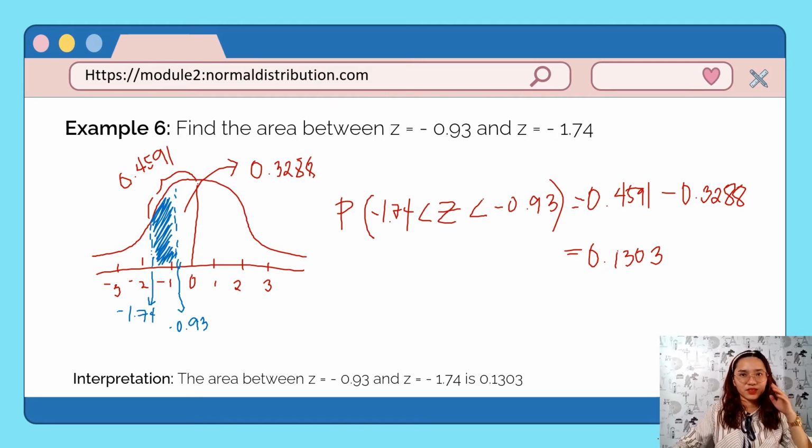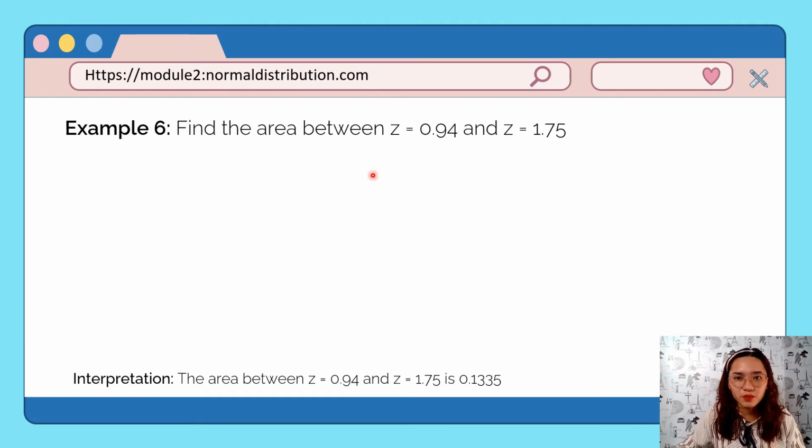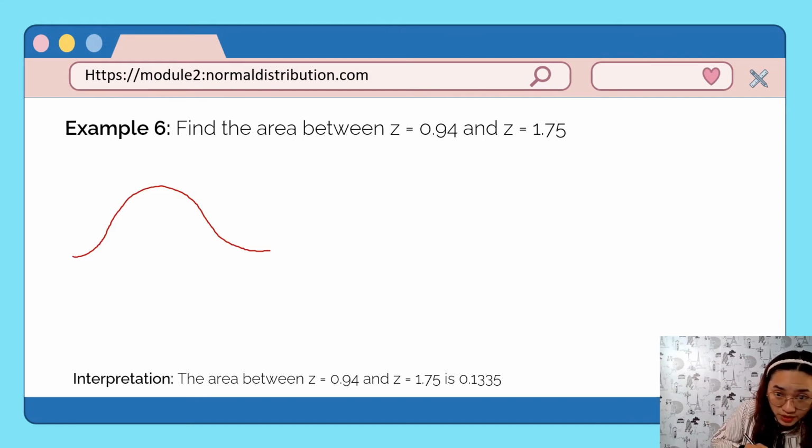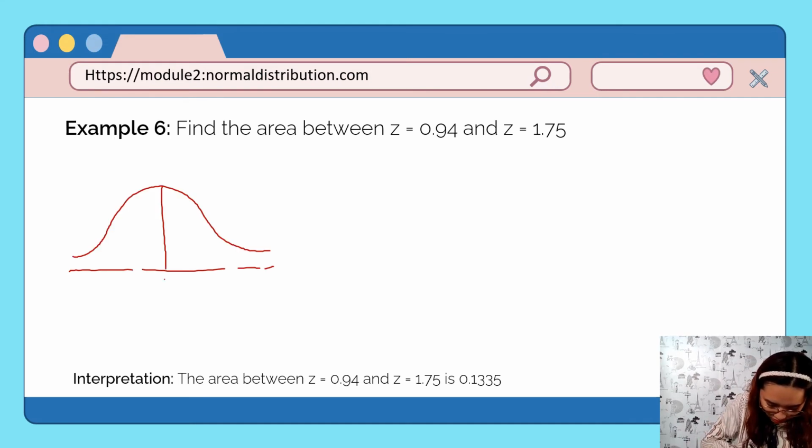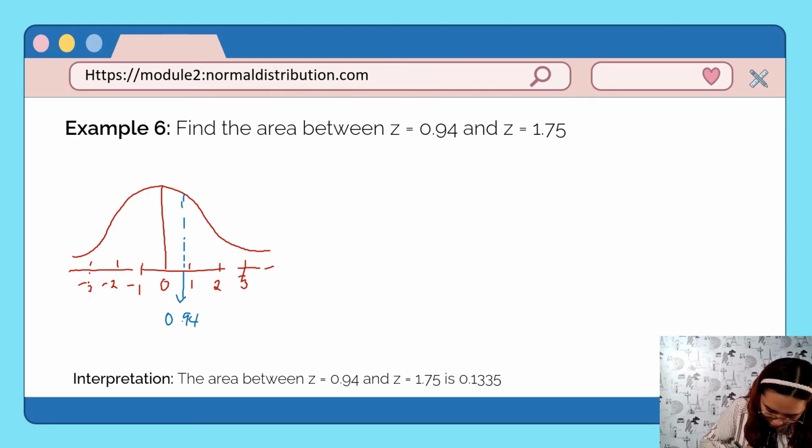Okay. Next example. So yung next example naman natin ay yung area between ng dalawang positive values natin. Find the area between 0.94 and 1.75. So illustrate muna natin using a normal curve. So, have your 0, 1, 2, and 3. Then, negative 1, negative 2, negative 3. So, ang hinahanap is 0.94 bago mag-1 yan. Kita lang natin. Banda dito. Let's say banda dito. 0.94. At yung 1.75, sabihin na natin banda dito.